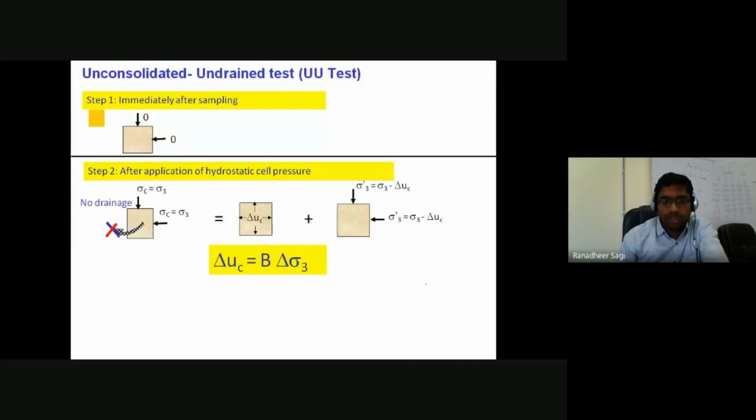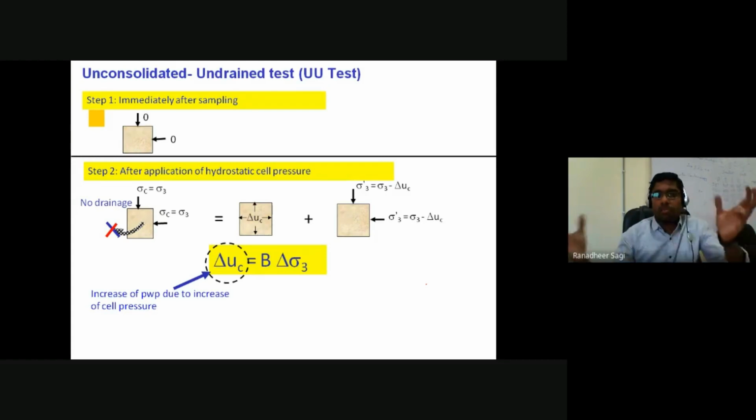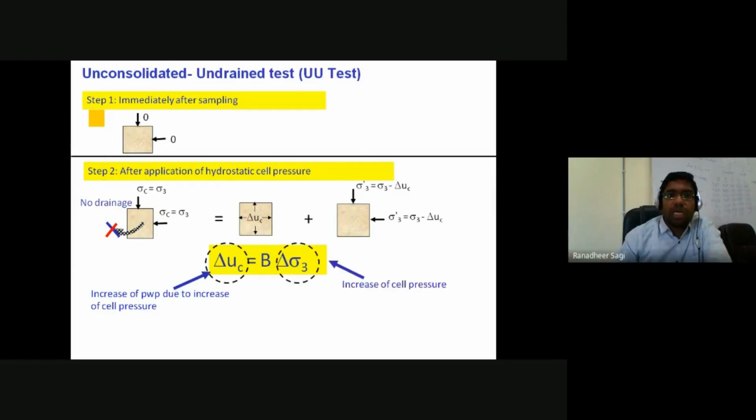Earlier, we have already talked about this particular case. So delta u_c is nothing but the increase in the pore water pressure due to the application of cell pressure on the soil sample, and delta sigma 3 indicates your increase in cell pressure.